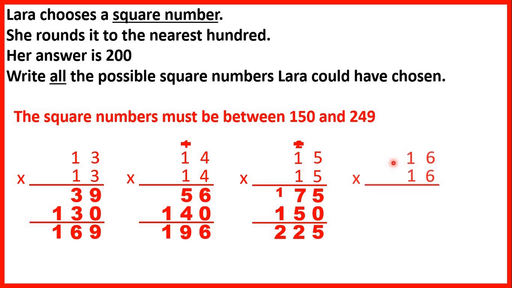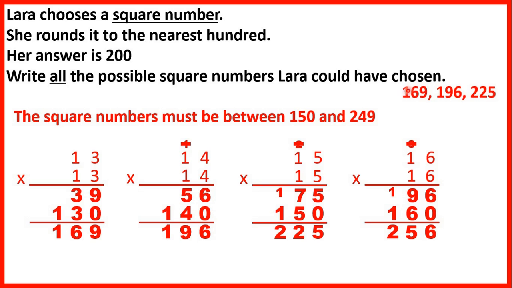We can work out 16 times 16. That gives us 256, but that would round to 300 because we have a 5 in our tens, so we would round up. So we can't write 256 as one of our possible square numbers. We need to write 169 because that's 13 squared, 196 and 225.